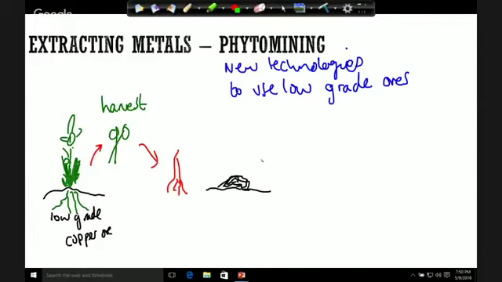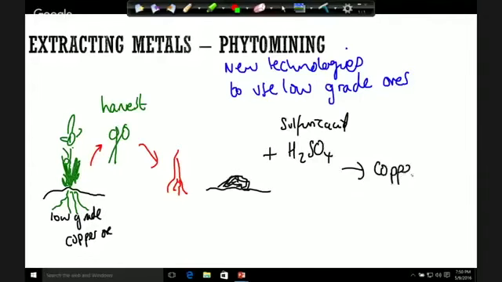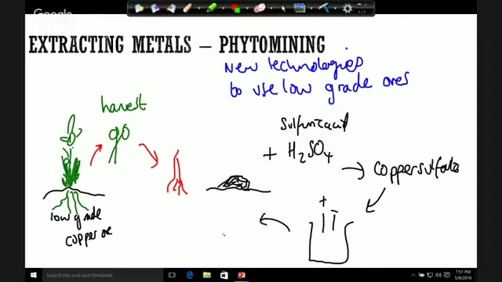So instead what happens is they add a little bit of sulfuric acid, which is H2SO4. If they add sulfuric acid to that, you can make a solution called copper sulfate. Okay, so the copper in that reacts with the sulfuric acid and you make copper sulfate. And you've probably used that in class before. It's that funny blue liquid that you're not allowed to pour down the sinks. Okay, that copper sulfate can then be put into electrolysis equipment, and you can then extract the copper.